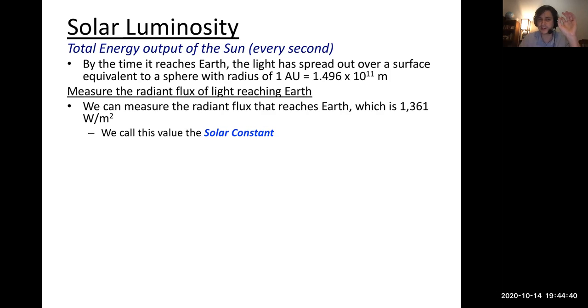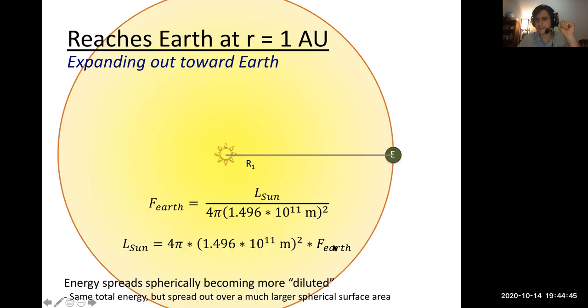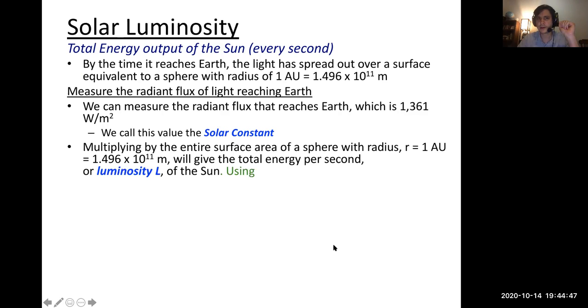Okay, so now we know we can just measure the solar constant. That's our radiant flux at Earth. That's this value right here. So we can just multiply that by the surface area of a sphere that has a radius of 1 astronomical unit, equal to about 150 million kilometers, 1.496 times 10 to the 11th meters. That'll give me the total energy of that pulse that we sent out over 1 second. That'd give me the energy released by the sun every second. That would give me the solar luminosity.